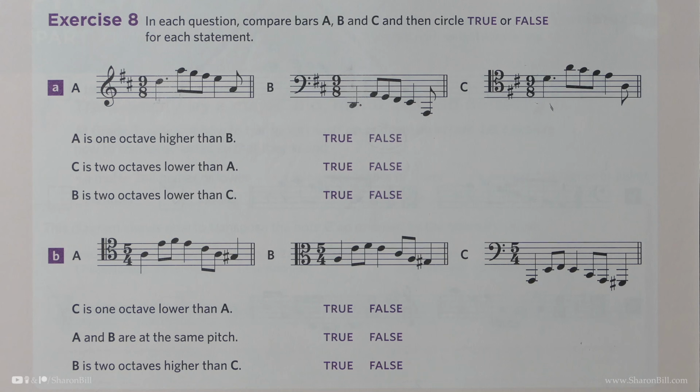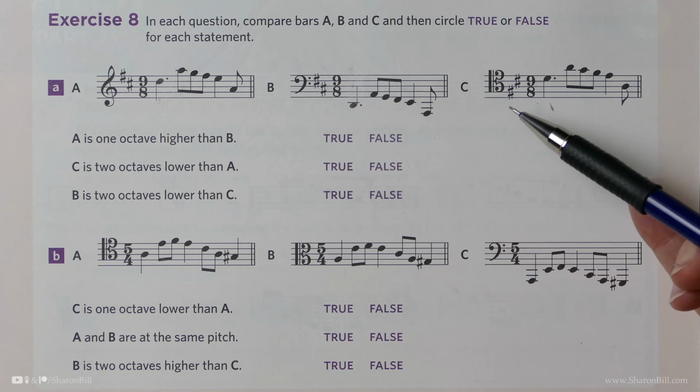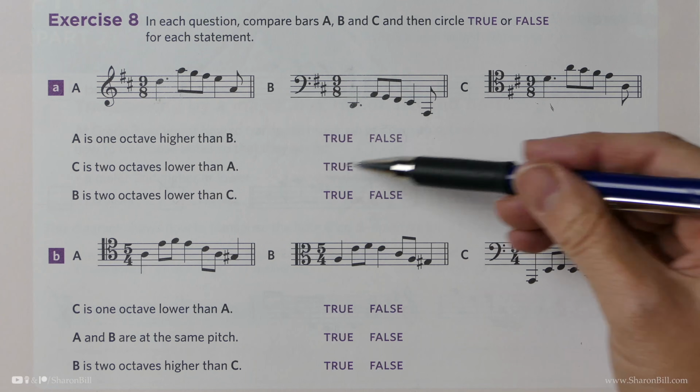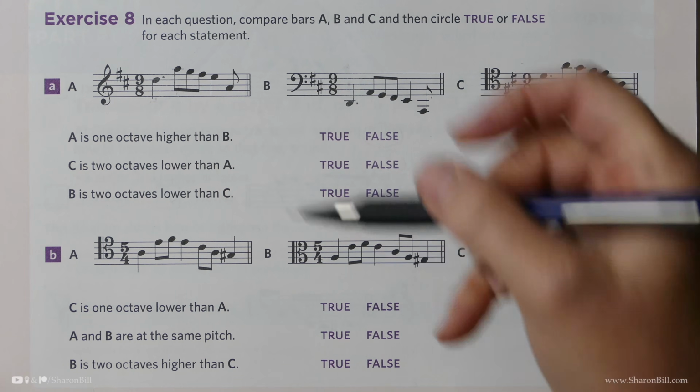We're continuing on to page 16 of the Grade 5 Discovering Music Theory workbook, and we're looking at exercise 8. This is the final page on this particular chapter regarding pitch. In exercise 8, we're asked to compare these three little extracts of music and then comment upon whether each of these statements is true or false. So first of all, let's just see what it is that we're dealing with.